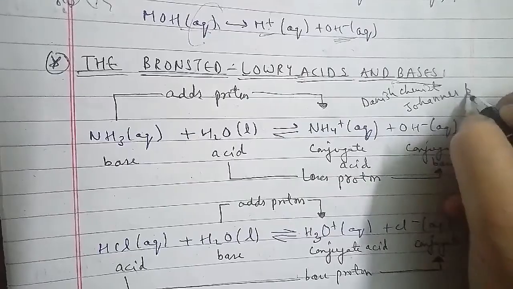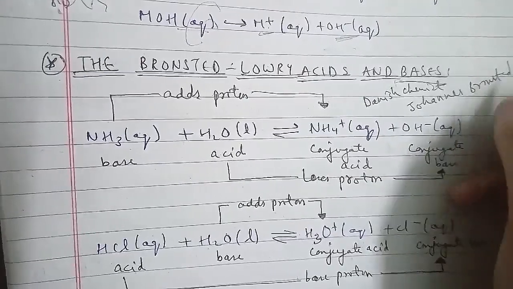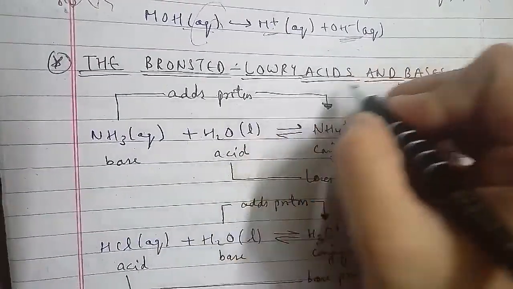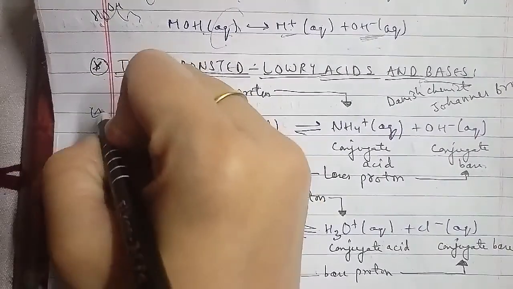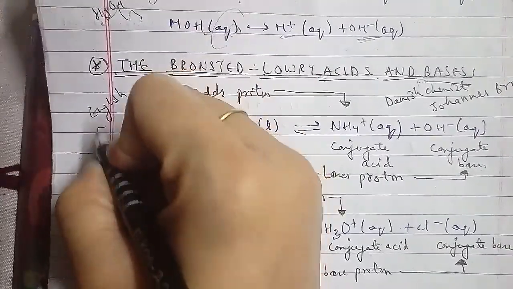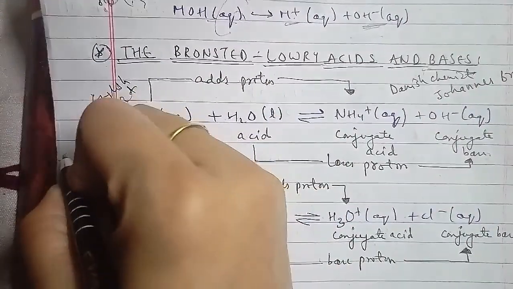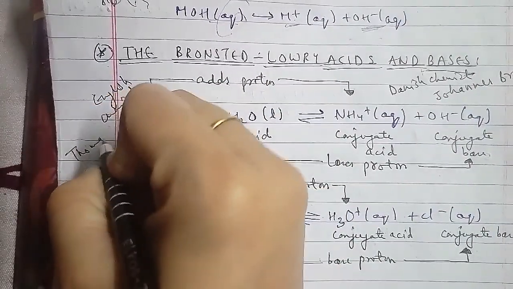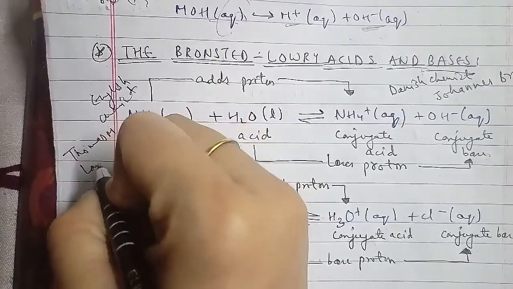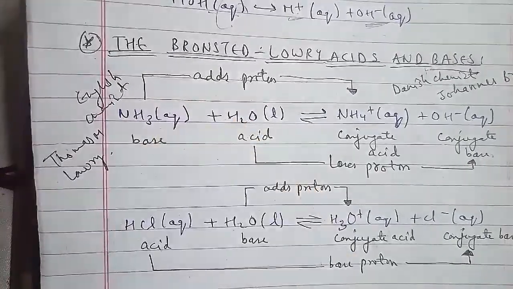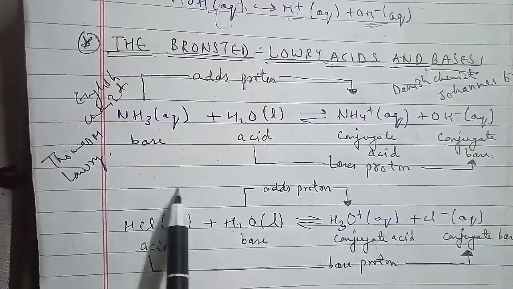First of all we have to know about the Bronsted-Lowry acids and bases, then we'll discuss the equation. According to the Bronsted-Lowry theory, an acid is a substance that is capable of donating a hydrogen ion, H+, and bases are substances capable of accepting a hydrogen ion, H+. In short, acids are proton donors and bases are proton acceptors.